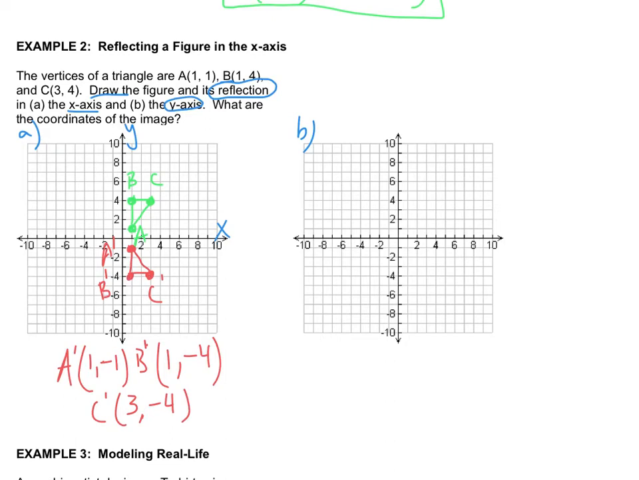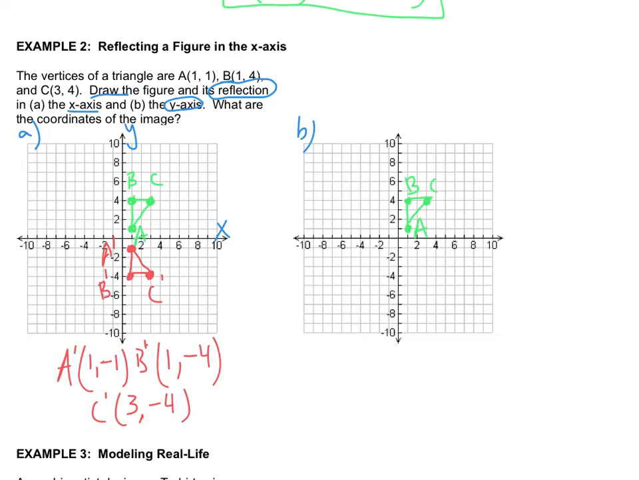On the next one, again, pause the video and draw the triangle first, and then we'll go from there. So there's our triangle again, A, B, and C. This time we're reflecting over the y-axis. So the y-axis is the taller, longer one. So if I'm reflecting it over this one, that means I'm going to take the shape here on the right and flip it across to the left.